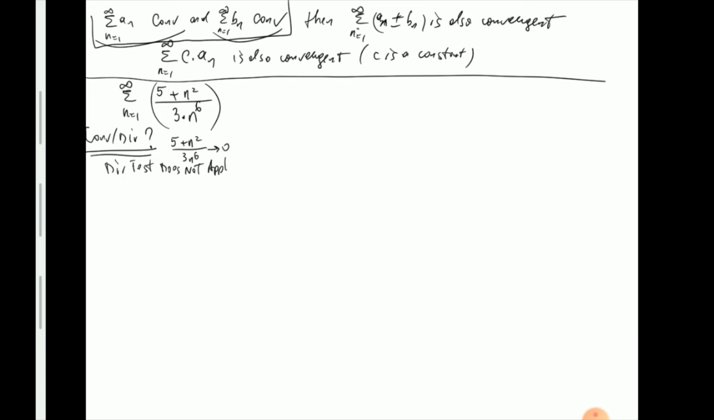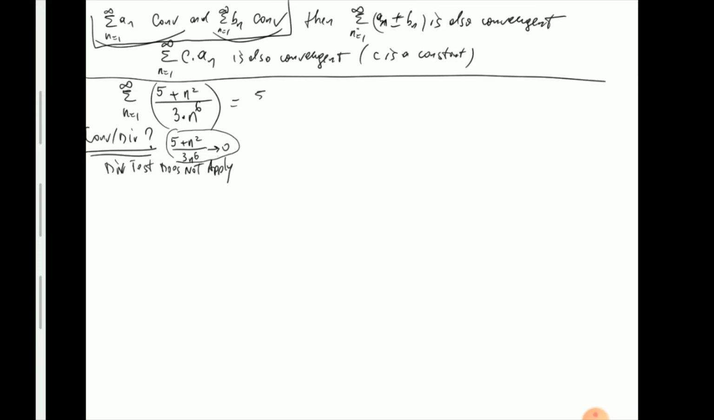Remember, if it doesn't go to 0, the game is over. It means the series will diverge. If the term in the summation goes to 0, then you have to move on with other tests to see if it's convergent or not. But you should always check this limit because, again, this will be an easy way out if it's not equal to 0. How do you now figure out if this is convergent or not?